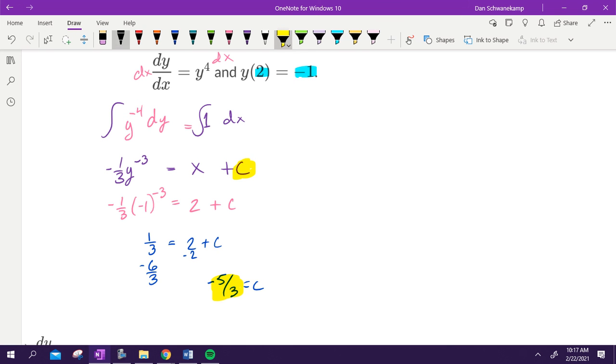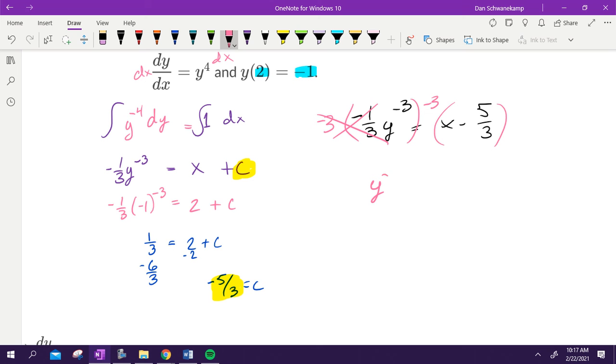We take this, we're plugging in here. Negative 1/3 y to the negative 3 equals x minus 5/3. I'm trying to get y by itself. So what am I going to do next here, Caden, to get y by itself? Yep, let's multiply both sides by negative 3. That's going to cancel with that. We got to multiply this whole side by negative 3. So I get y to the negative 3 equals negative 3x plus 5. Because when I distribute that in, it's going to become plus 5.